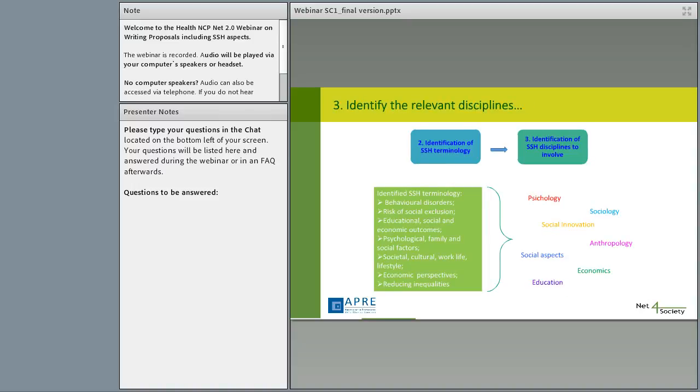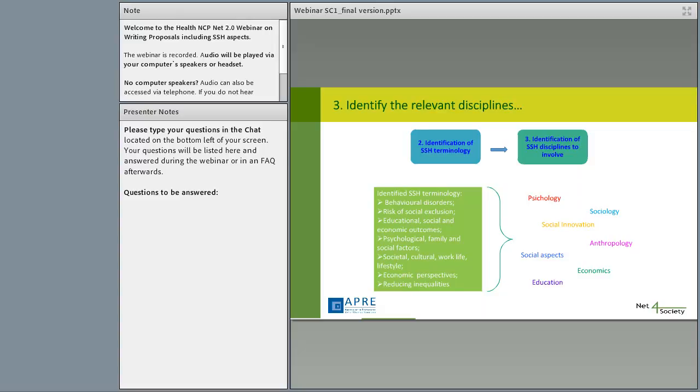Well, this is an example for you. I've taken the terminology of one of the previous topics: behavioral disorders, risk of social exclusion, educational, social, and economic outcomes, psychological, family and social factors, societal, cultural, work, lifestyle, economic perspectives, and reducing inequalities. All these are SSH terms. This is an SSH terminology.